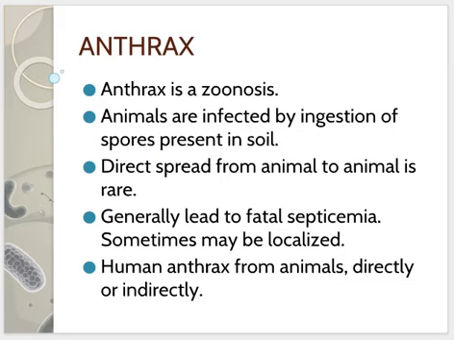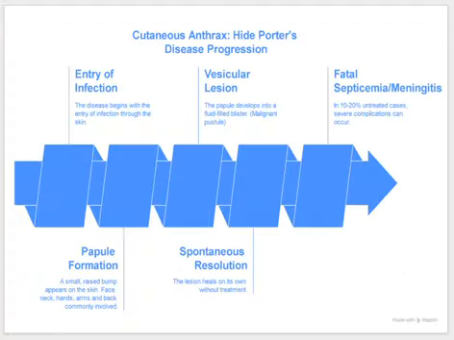Anthrax itself is a zoonotic disease, meaning it passes from animals to humans. Animals usually get infected by ingesting spores from soil. Direct animal-to-animal spread is rare. The disease often leads to fatal septicemia, but can sometimes be localized. Humans get anthrax either directly or indirectly from animals, highlighting the importance of controlling infection in animal populations.